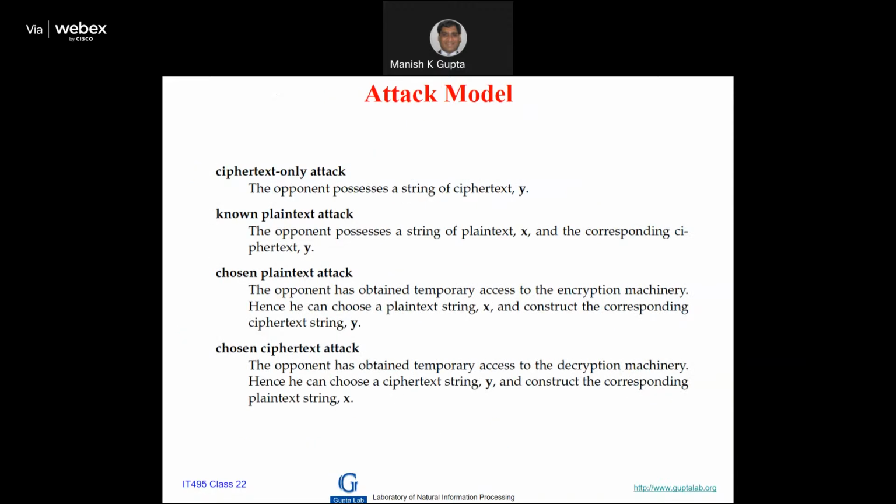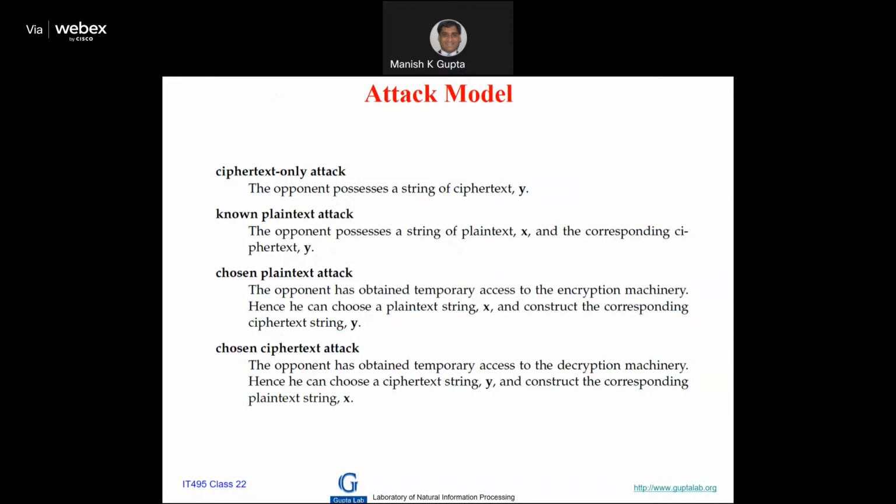Attack models, of course, I would like to review briefly. So there is the ciphertext only attack. The opponent possesses a string of ciphertext Y. Basically, normally in cryptography, there is a string X, which is plain text, and a string Y, which is ciphertext, the encryption of that, right? So if the opponent possesses a string of ciphertext Y, then you want to decrypt. That is one. This is known as the ciphertext only attack. Known plain text attack: the opponent possesses a string of plain text and the corresponding ciphertext, and then you find out how things are happening, right? At least from this pair, you can tell information about other pairs, right?